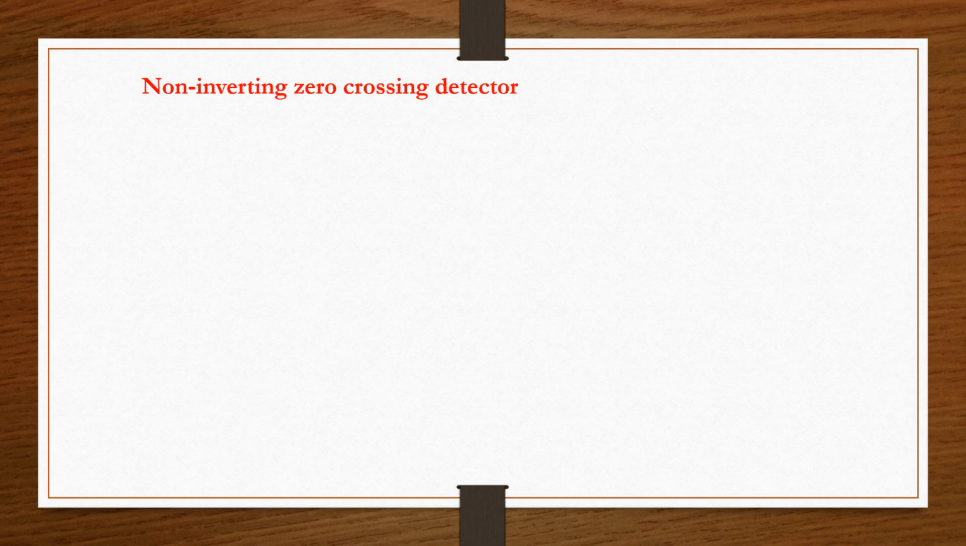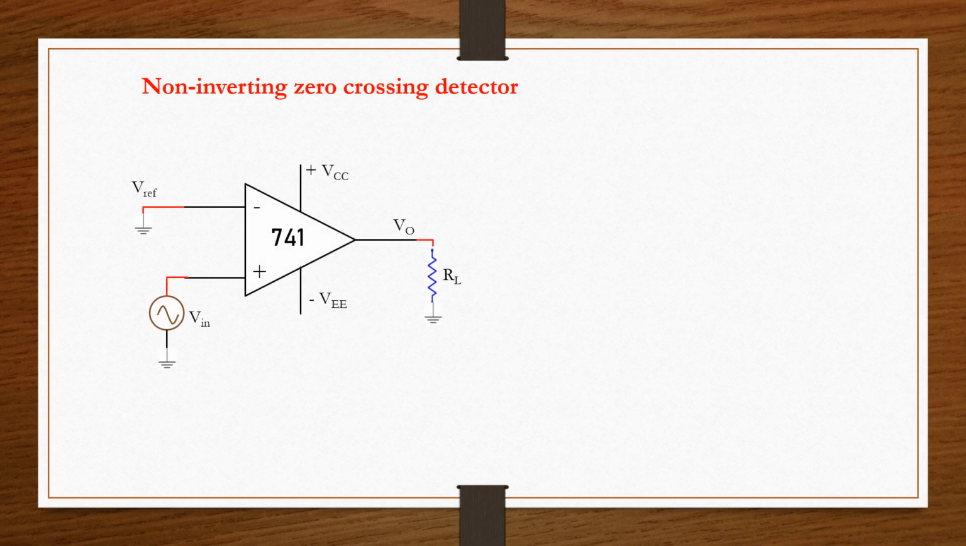The first one, the non-inverting zero crossing detector. In a non-inverting zero crossing detector, the op-amp is used in open loop configuration. The inverting terminal of the op-amp is grounded and the input is applied to the non-inverting terminal.